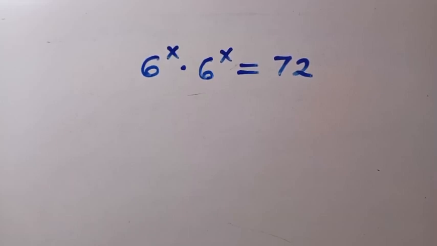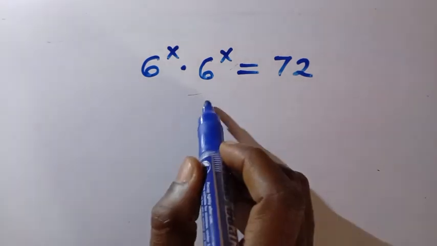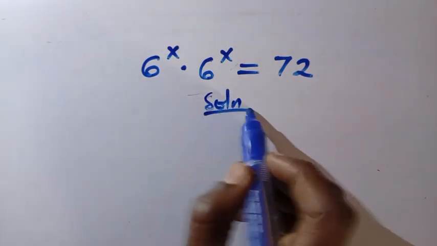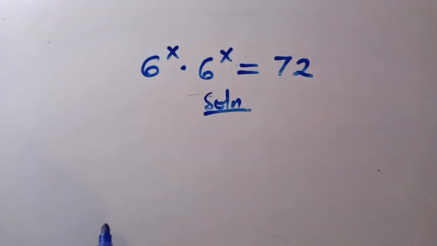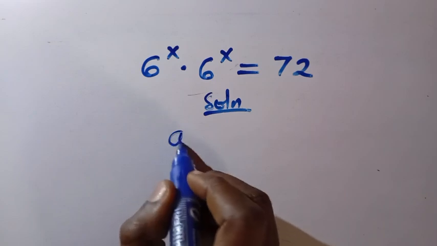How to solve these nice exponential equations? So let's see the solution from here. We are given 6 power x multiplied by 6 power x equals 72. So looking at this expression, let's say we relate it to this.